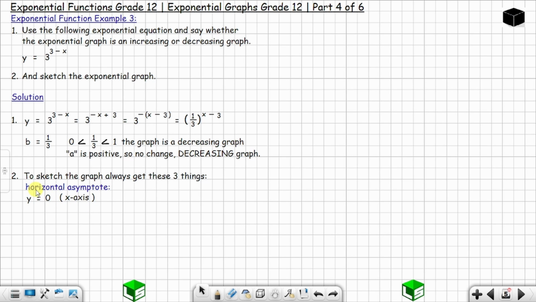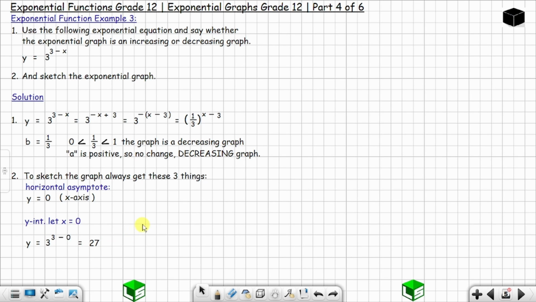Okay, after getting the equation of the horizontal asymptote, now you can get the y-intercept. To get the y-intercept, you let x equal to 0. Okay, so the y-intercept: y is equal to 3 to the power of 3 minus x. So you let x equal to 0. So it's minus 0. And so this is equal to 3 to the power of 3. Right? This is equal to 27. You can see 3 minus 0 is 3. 3 to the power of 3 is 27. So this is your y-intercept.